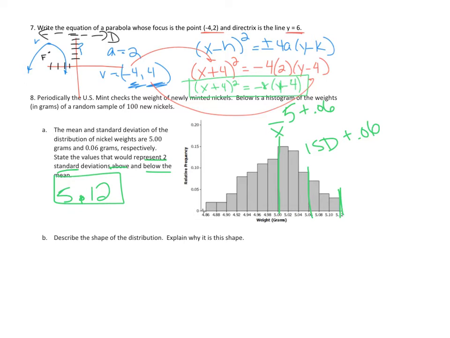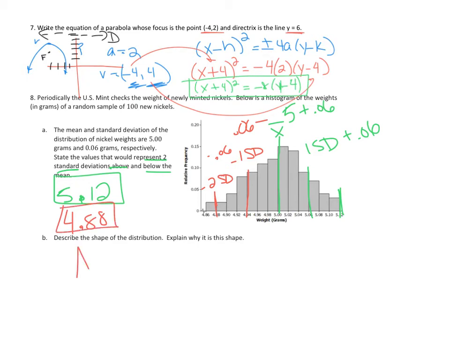And then to find the 2 standard deviations below the mean, you're just going to subtract. So when I do 5 minus 0.06, I end up getting 4.94, which is my negative 1 standard deviation. And if you subtract the 0.06 one more time from 4.94, you end up getting 4.88. So that's my negative 2 standard deviations. So it would be 4.88.